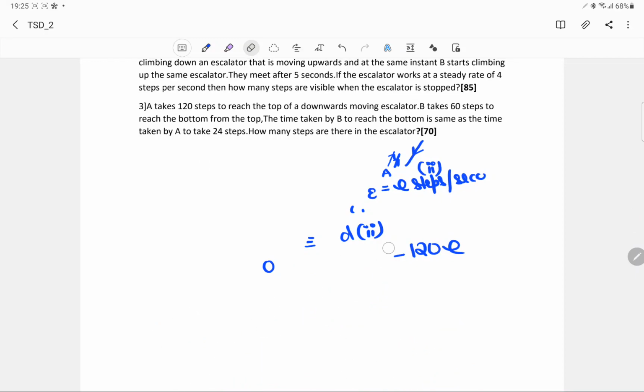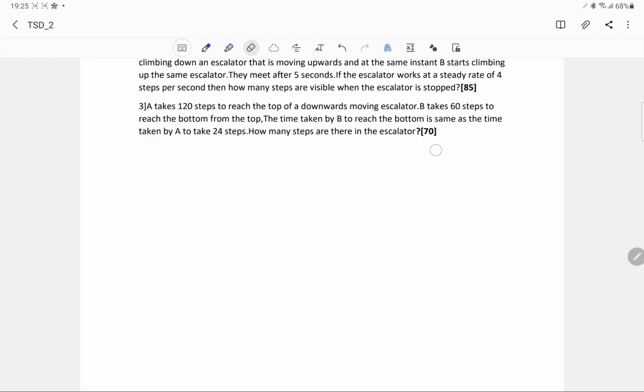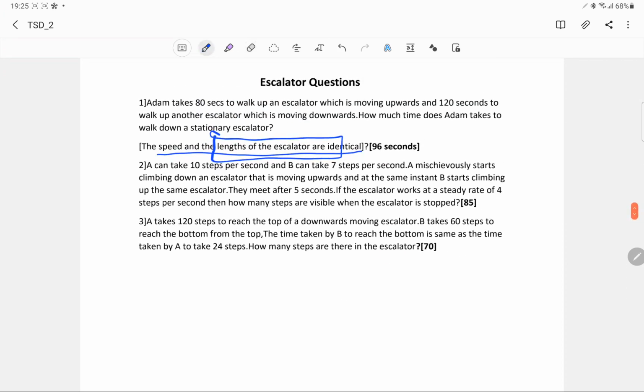Let's try and see some questions so it becomes more clear to you. A takes 10 steps per second and B takes 7 steps per second. A mischievously starts climbing down an escalator that is moving upwards, and at the same instant B starts climbing up the same escalator. They meet after 5 seconds.